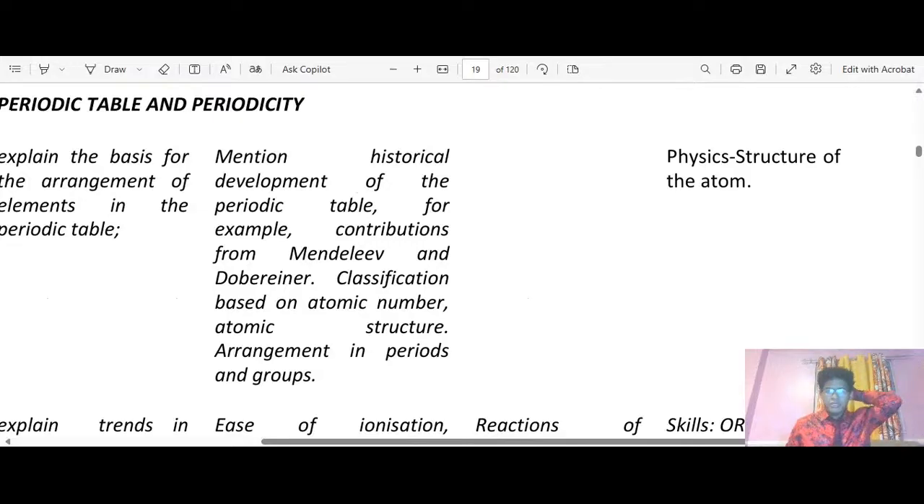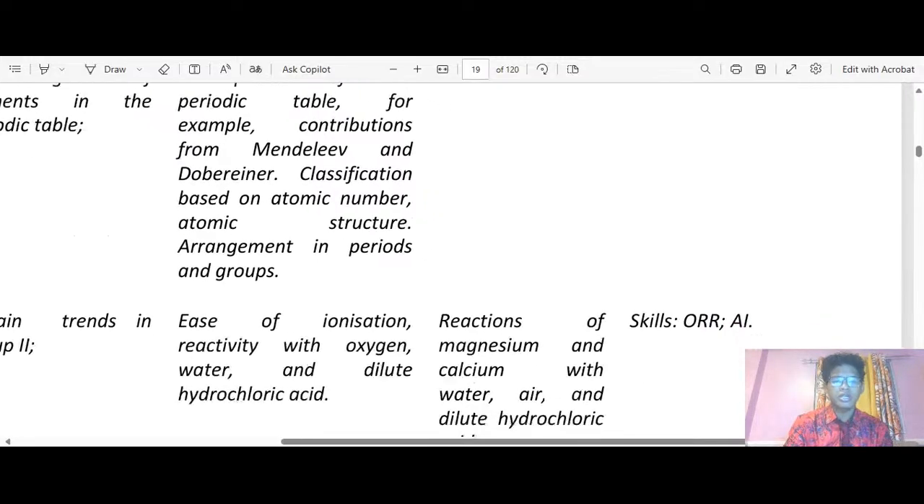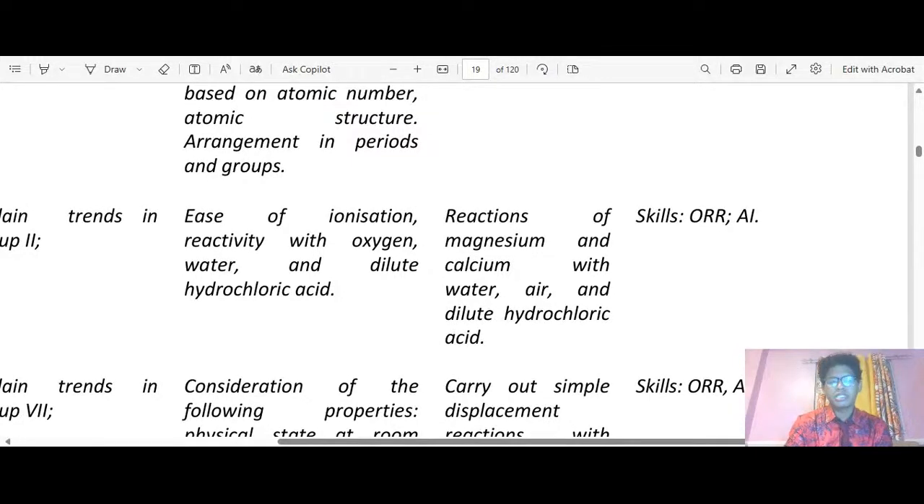So we'd have to look at mention of the historical development of the periodic table, contributions from Mendeleev and Döbereiner, classification based on atomic number, structure, arrangement, and periods and groups.